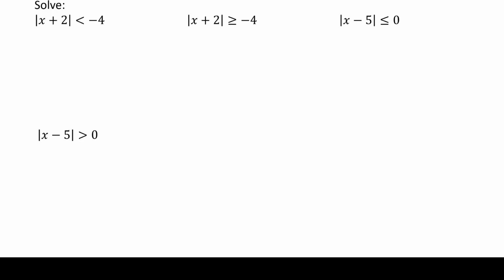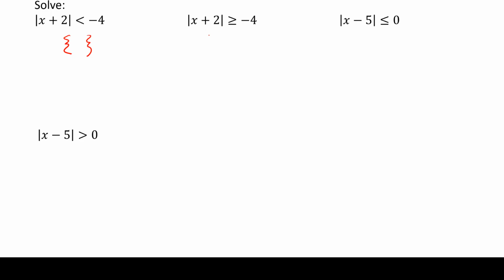So for example, this first one, absolute value of x plus 2 is less than -4, and absolute value is never negative. So it's definitely not going to be less than -4. So this would be the empty set. So there's no need to even fool around with that problem. It's just absolute value is never less than -4. Absolute value of anything is never less than -4.